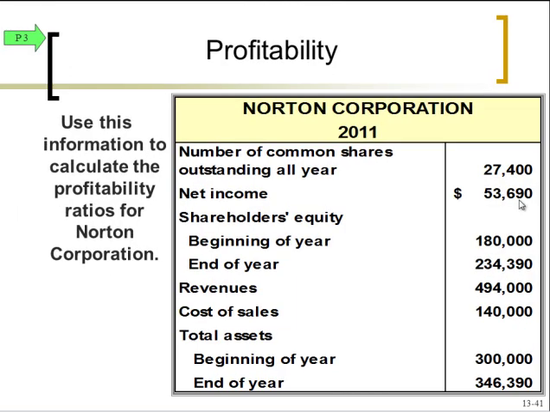So we need this information for profitability. We need to know how many shares we have outstanding throughout the year, earnings per share, net income, shareholders' equity beginning and ending because we're calculating an average, revenues, cost of sales or cost of goods sold, and then our beginning and ending assets.